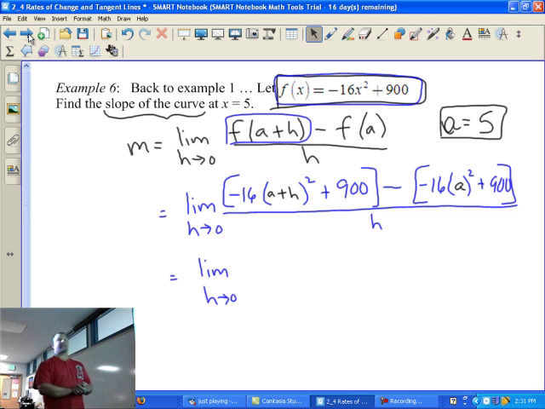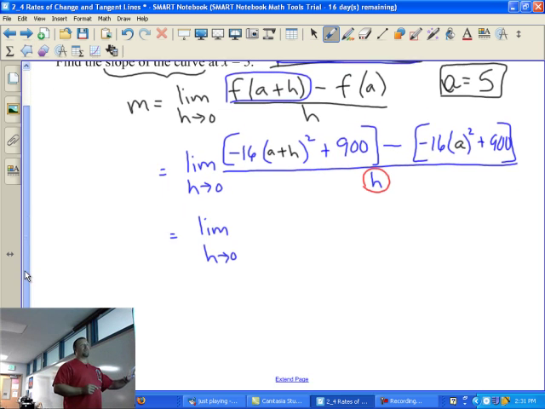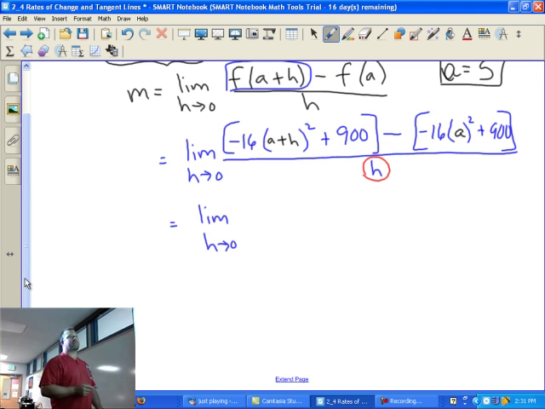We now need to simplify this. Our number one goal: simplify the difference quotient, then evaluate the limit. Our difference quotient is not simplified till I can cancel that h. Otherwise, I will always get 0 over 0. Okay, so the way we're going to do this is simply some algebra. We're going to beat it to death.